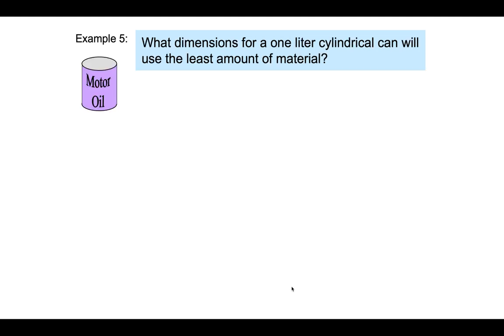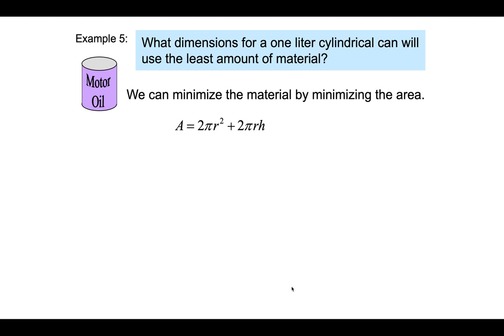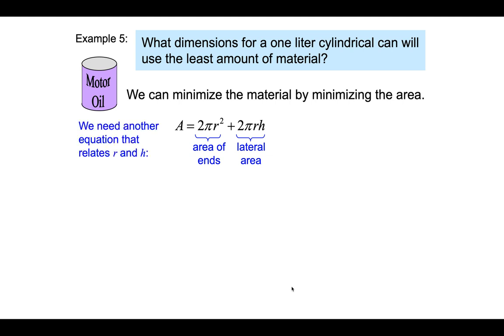What dimensions for a 1 liter cylindrical can will use the least amount of material? So we want a minimum this time. So we can minimize the material by minimizing the area. Recall that the area of a cylinder is 2 pi r squared plus 2 pi r h because that gives us the area of the ends, there's two of them, and the lateral area. So we need another equation that relates r and h.